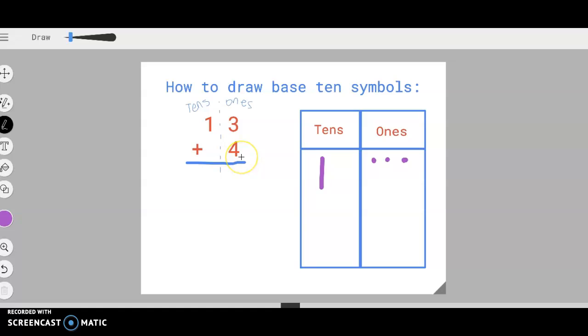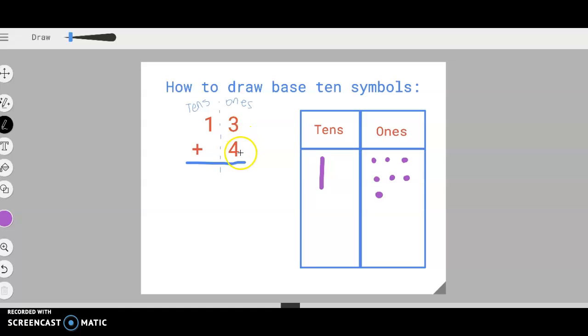Now we're going to add the number 4. So would I put 4 in the tens or the ones place? I would put it in the ones place. So I'm going to draw 4 more ones. 1, 2, 3, 4. All right. So the way we can do this is we can do the ones place first. So when we add, let's always start in the ones place and then do the tens place. So we always start on the right.